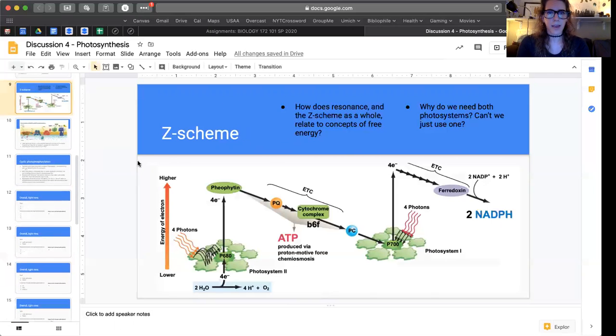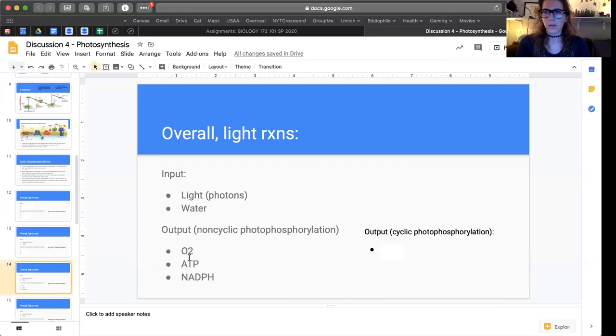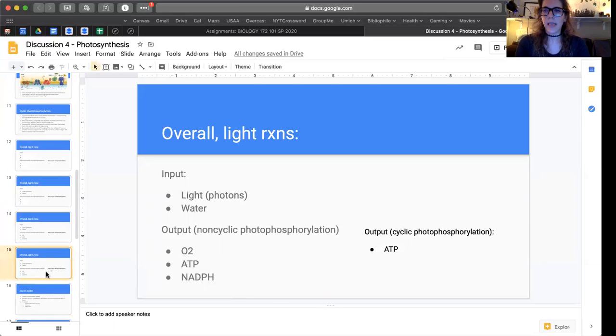So we can look back here. You can see, okay, when we had this input, when we donated the electrons, we got oxygen here. We got ATP from this first electron transport chain, and then we got the NADPH from the second electron transport chain. So those are our overall outputs. If we were doing cyclic photophosphorylation, the only output that we would have is ATP.